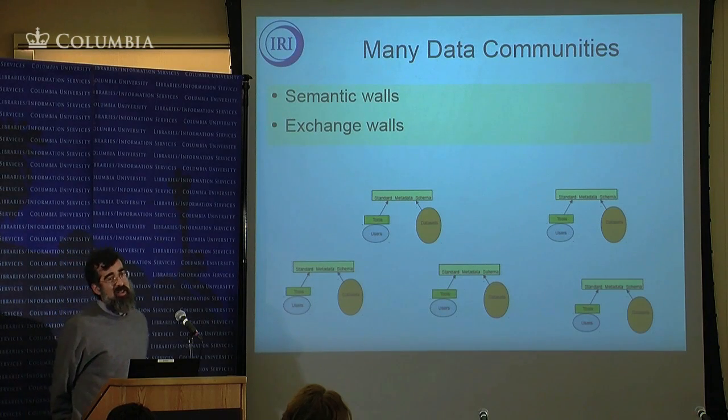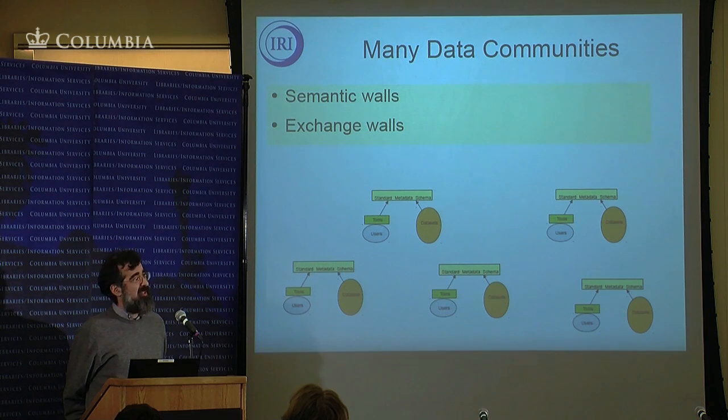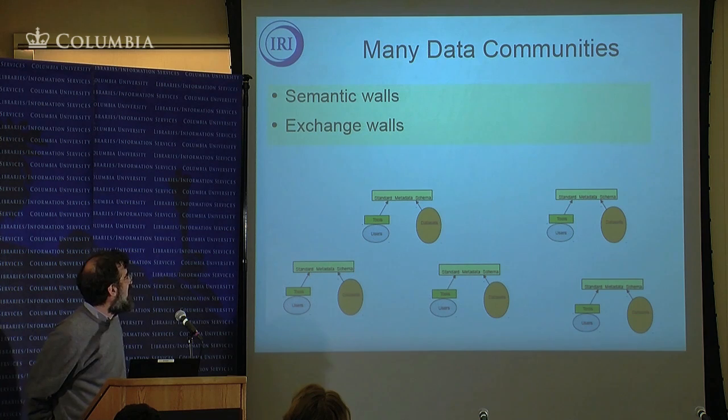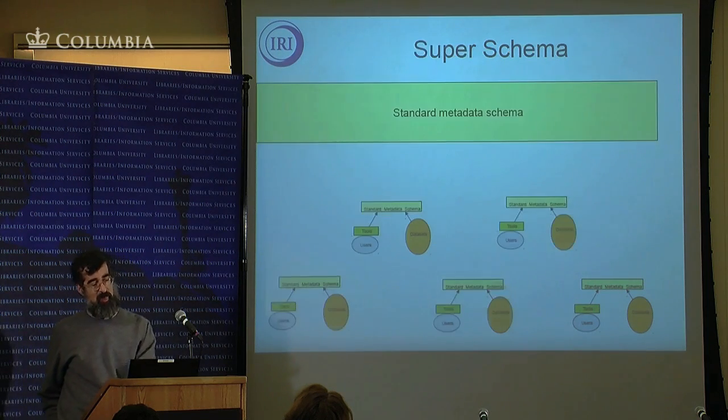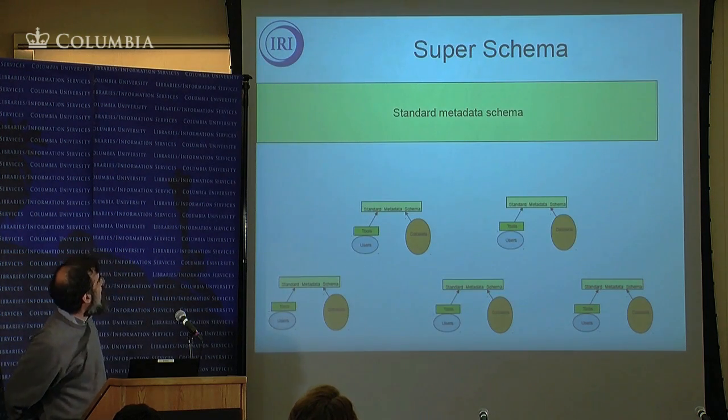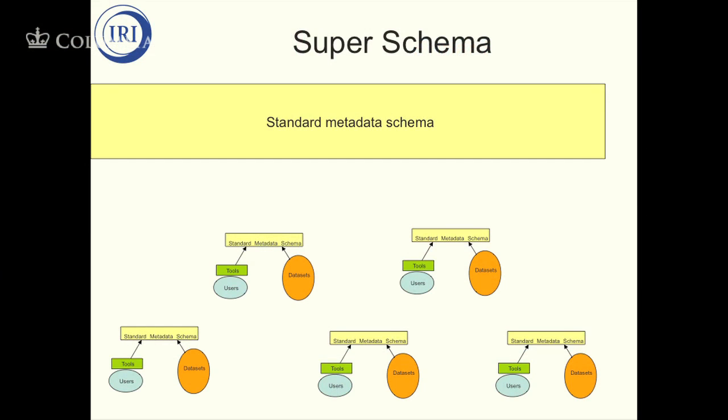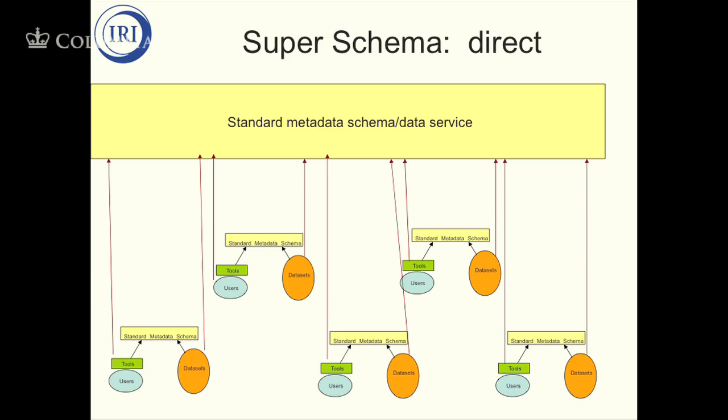And then there are also semantic walls, in that they don't really understand what the terms mean in the other domains. And so there's a big translation problem in terms of understanding what people are talking about when they say various things. So, well, we could fix that problem. We could write a super schema that encompasses all the different communities that we're going to interoperate. And then we'd all be talking the same language, and we could happily use all our tools on all the different data sets. So we could go ahead and do that.